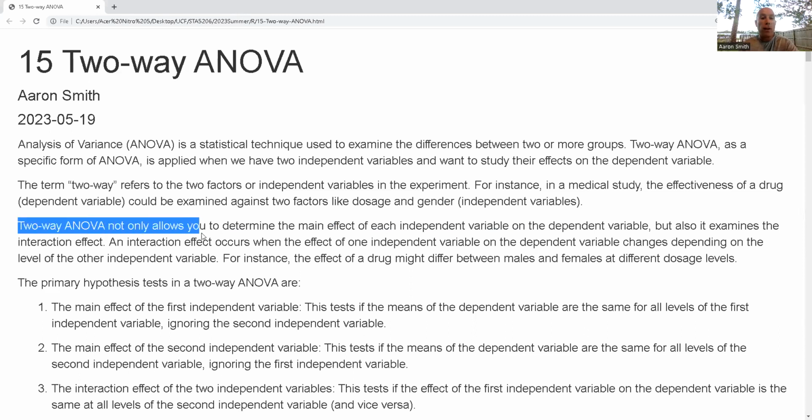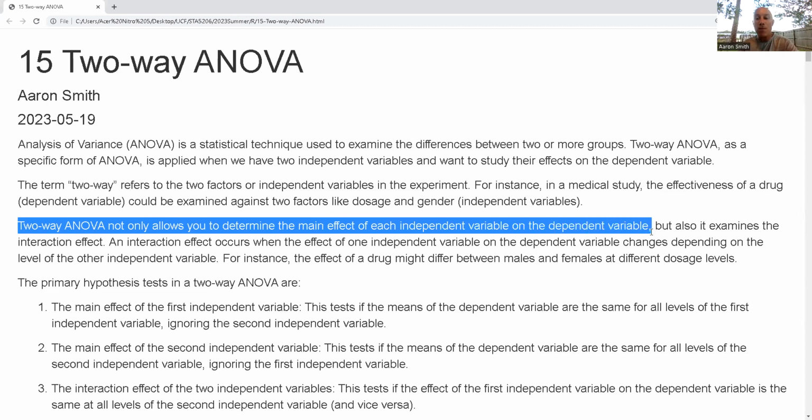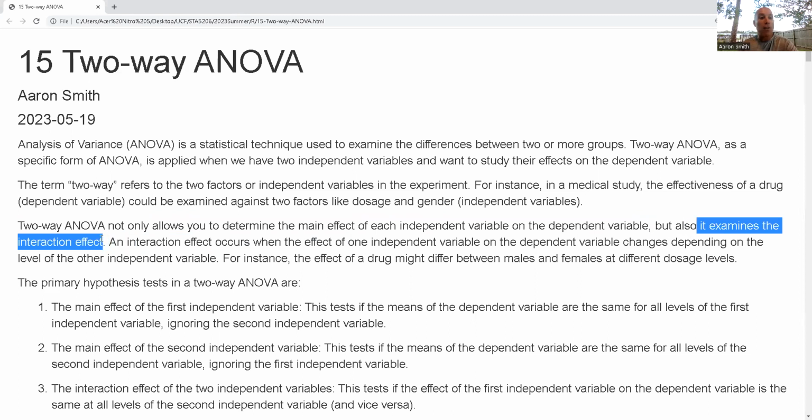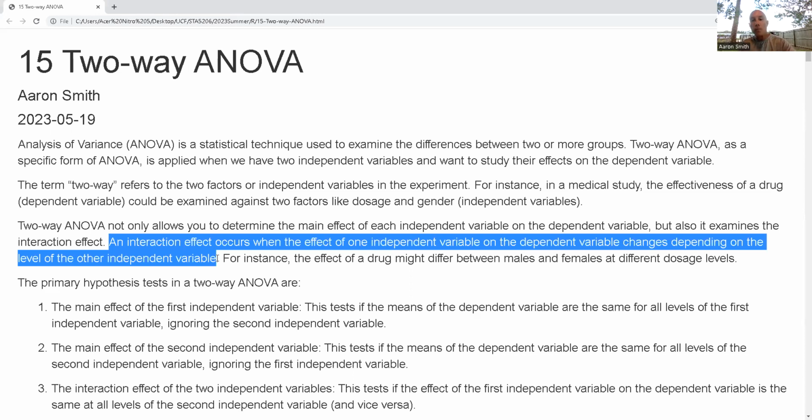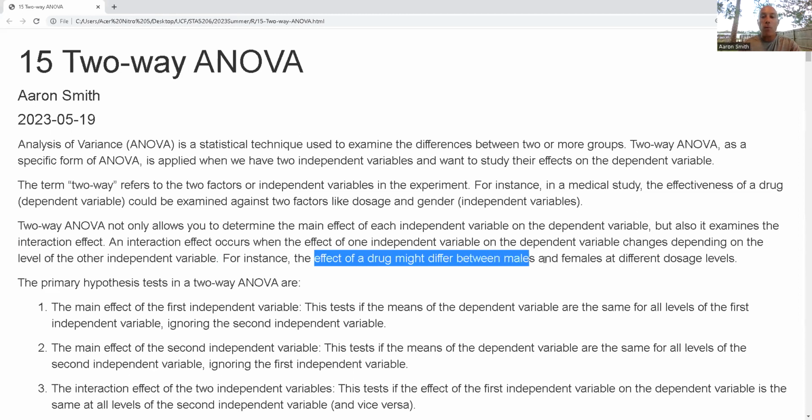Two-way ANOVA not only allows you to determine the main effects of each independent variable on the dependent variable, but also it examines the interaction effects. An interaction effect occurs when the effect of one independent variable on the dependent variable changes depending on the level of the other independent variable. When we have interaction, things are more mathematically complicated. For instance, the effect of a drug might differ between males and females at different dosage levels.